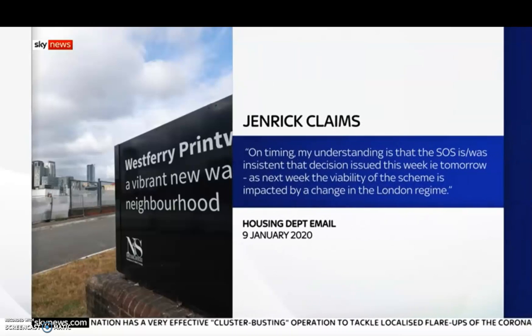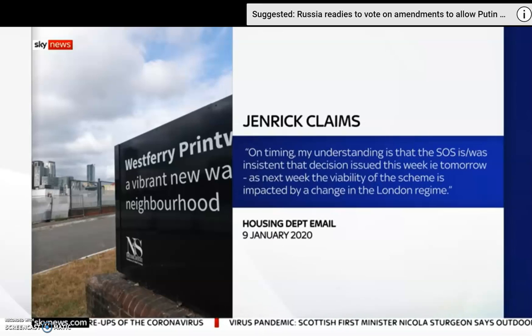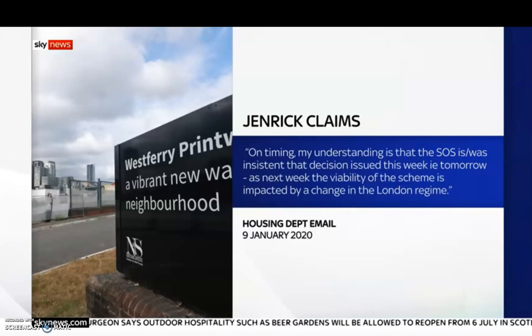And on January the 9th this year, one housing department official emailed another saying, "On timing, my understanding is that the Secretary of State is or was insistent that decision issued this week, i.e. tomorrow, as next week the viability of the scheme is impacted by a change in the London regime." Far from closing down the conversation with Mr. Desmond, Mr. Jenrick initiated a conversation with him the very next morning by text. And it's clear from the documents that Mr. Jenrick rushed through this decision on the 14th of January deliberately so he could help Mr. Desmond avoid paying £30 to £50 million in tax.